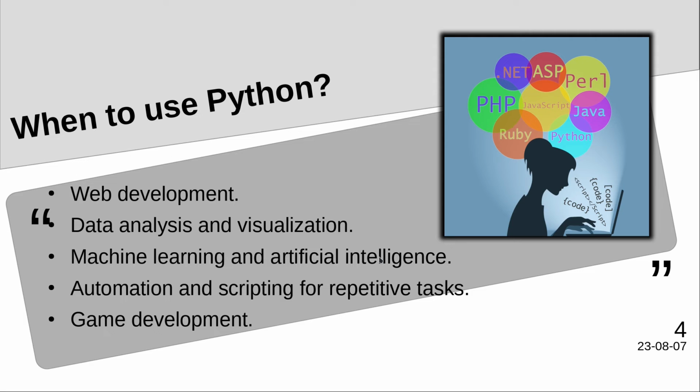Now, exactly when should you use Python? This is a more difficult question because there is not a when. It is just do. Because we could say you can use Python for web development, data analysis and visualization, machine learning and AI, automation, scripting for repetitive tasks, game development, all of these. But the thing is, Python can be used for absolutely anything. You'll notice here I have a little image where there's like PHP, Ruby, Python, Java, JavaScript, Perl. All of these can just be condensed down to Python because Python can do everything they can do.